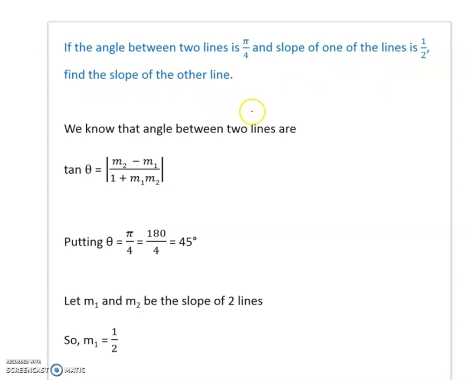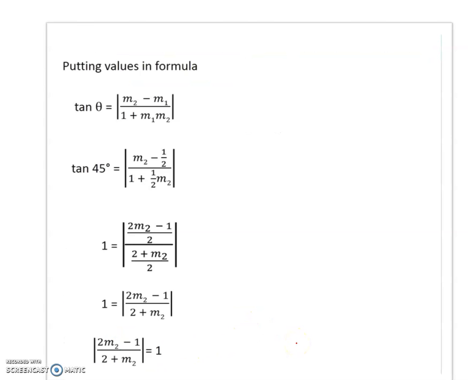Find the slope of the other line. We know that tan theta is equal to m2 minus m1 upon 1 plus m1 into m2. We know that theta is equal to pi by 4, that is 45 degrees. Here m1 and m2 are the slopes of the two lines. Consider m1 is equal to 1 upon 2.